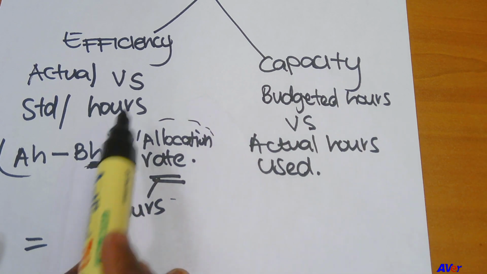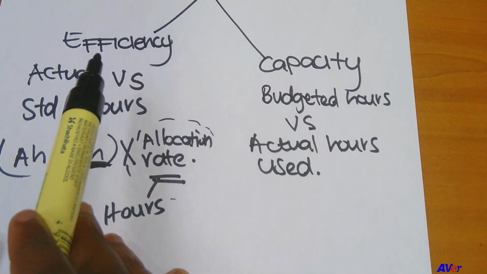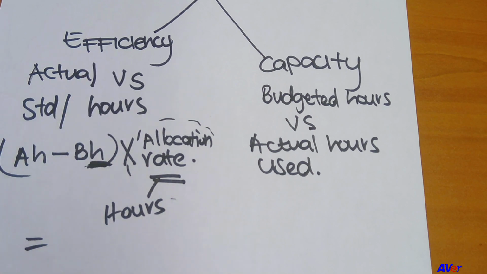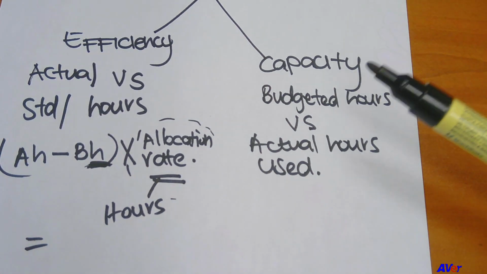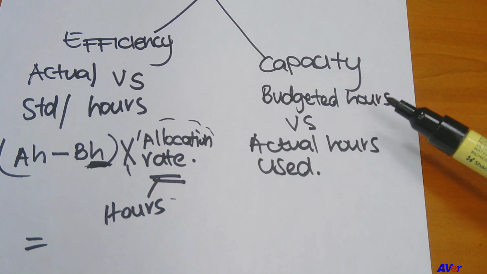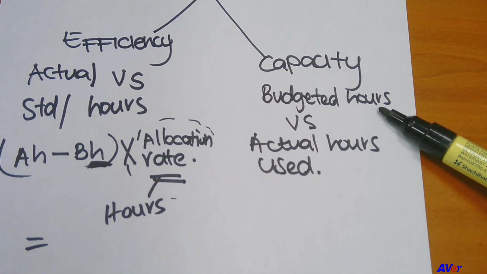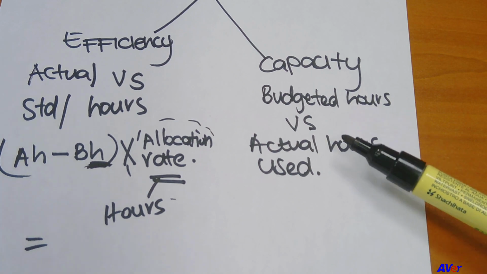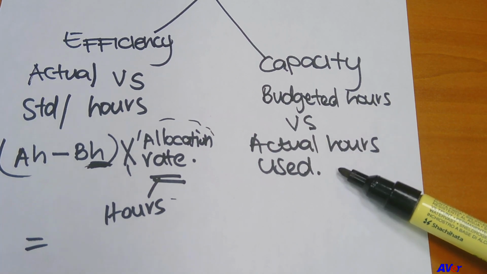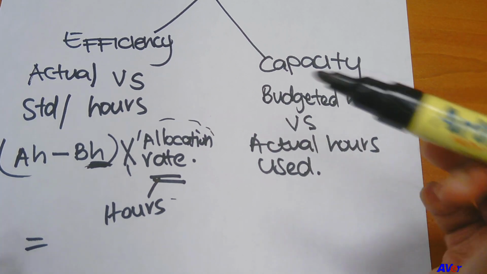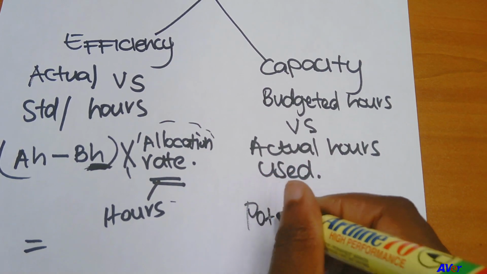Remember, here you are already doing an efficiency variance. We're no longer doing an efficiency variance. We don't want to see how much time it took you to produce the actual units. We are looking at how much time did you budget to use, right, versus the amount of time you actually used. Now, like I said in class, this is a potential variance.